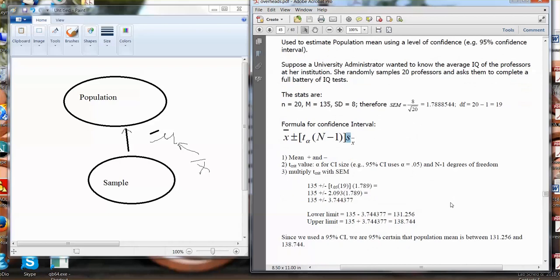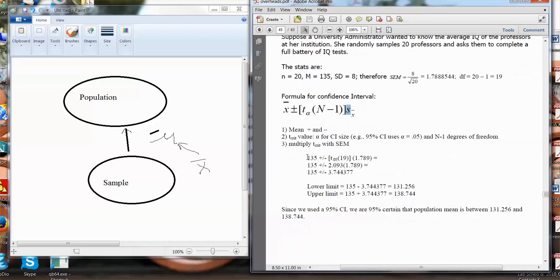So what we're going to do is look up, and what I've written out here is 135 is your mean, and we're going to add to that and subtract from that the critical t value, with an alpha of 0.05 and 19 degrees of freedom. And of course, 1.789 is the standard error of the mean there. So if we go to the table and look up our t with an alpha level of 0.05 and 19 degrees of freedom, you will find the critical t is 2.093.